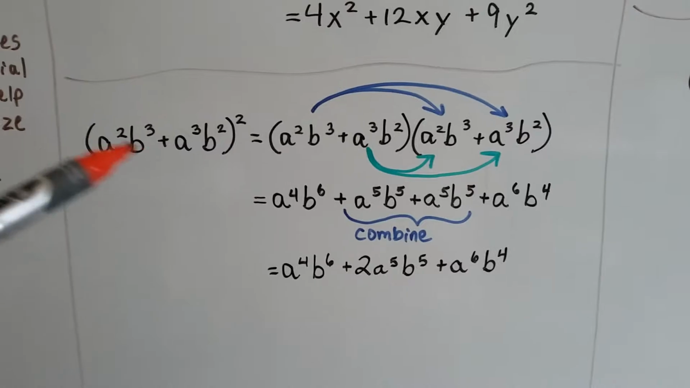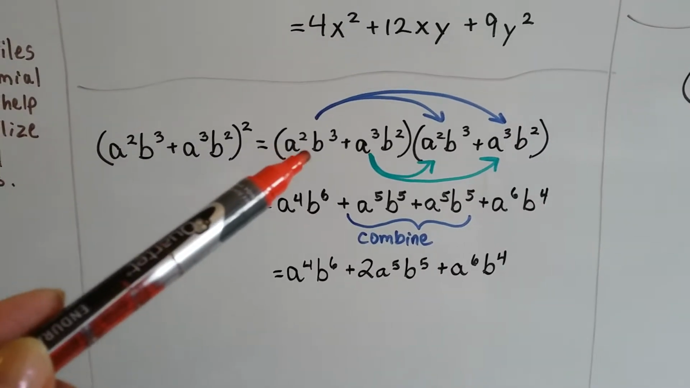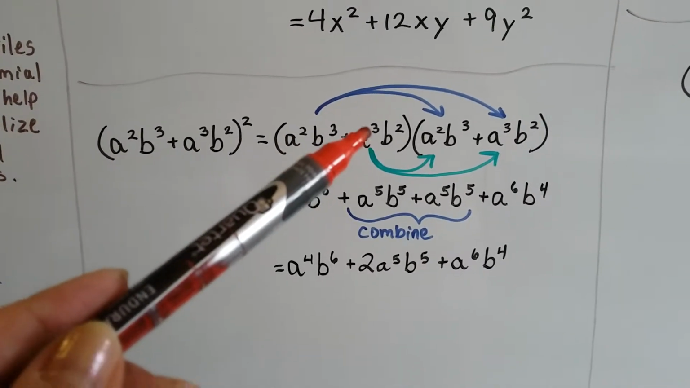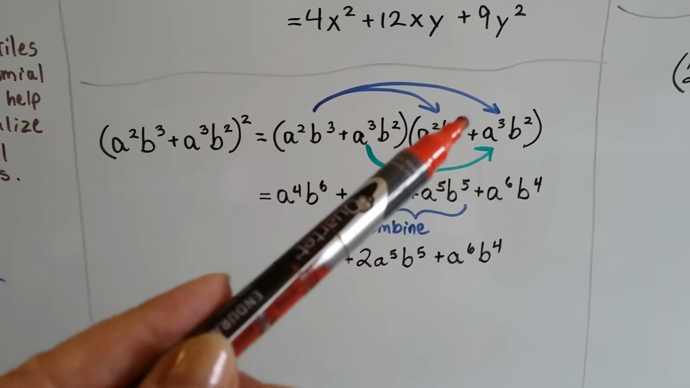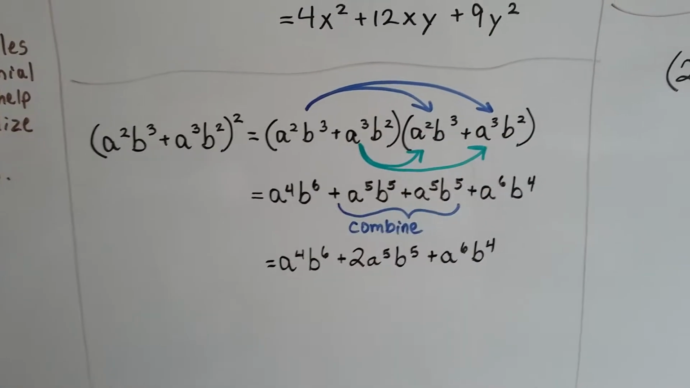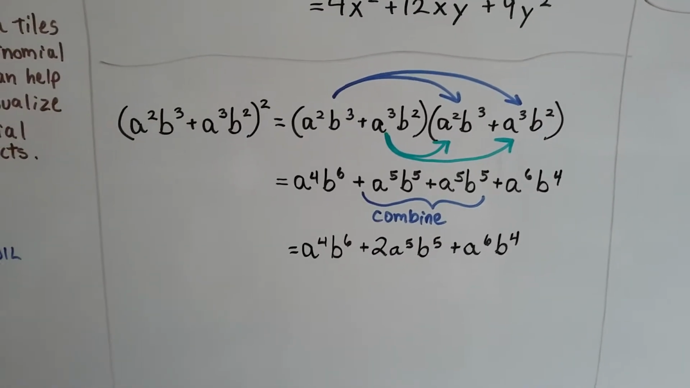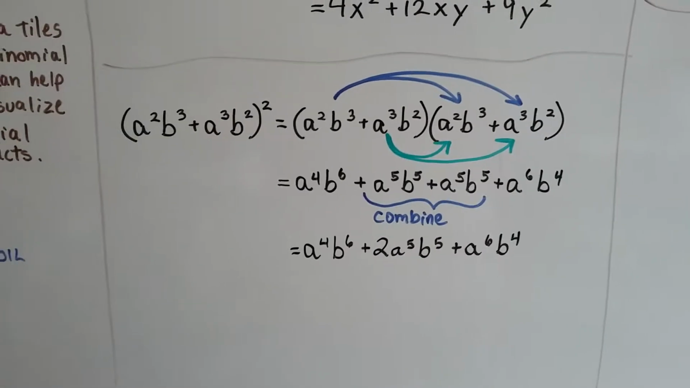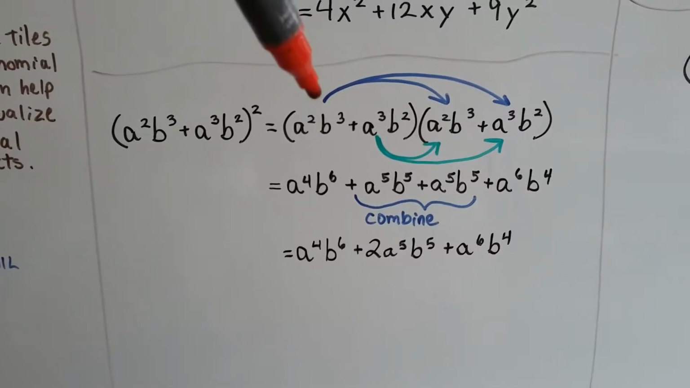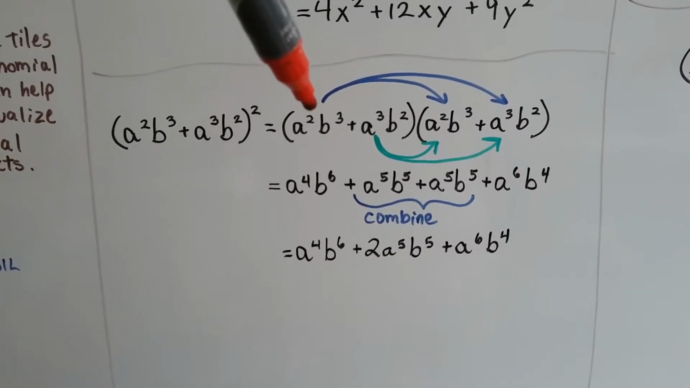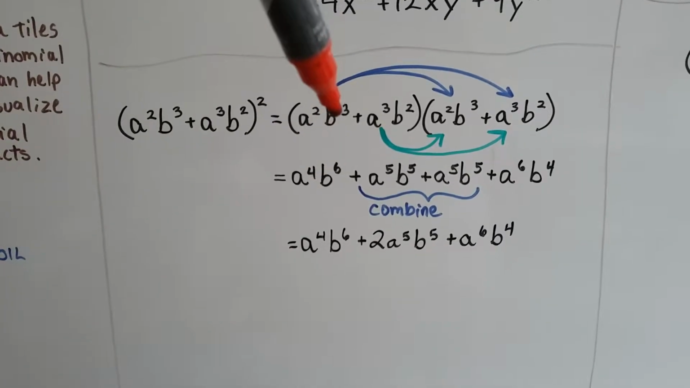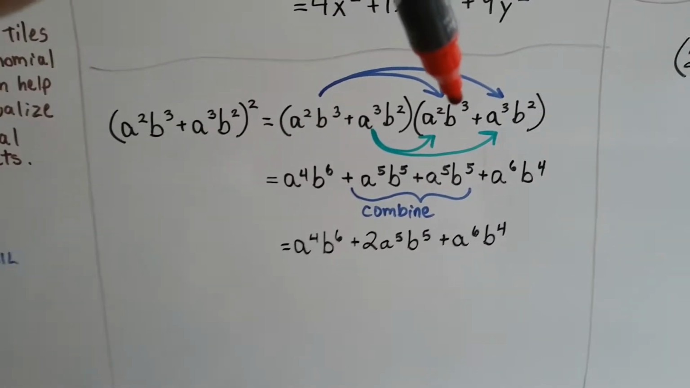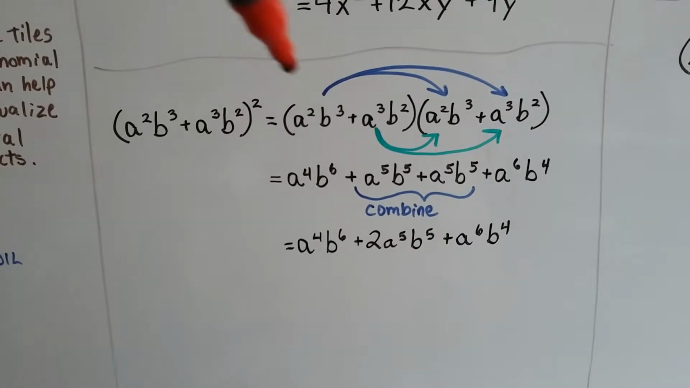We can open this up so that we have a squared b to the third power plus a to the third power b squared times the same thing, a squared b to the third power plus a to the third power b squared. Now it's just important that we keep track of our exponents, right? We have to add our exponents. So we have an a squared here and an a squared here, so that's going to give us a to the fourth. We have a b to the third times a b to the third. That's going to give us b to the sixth.